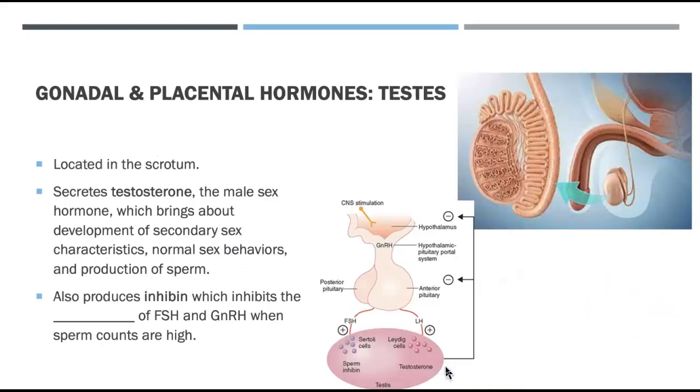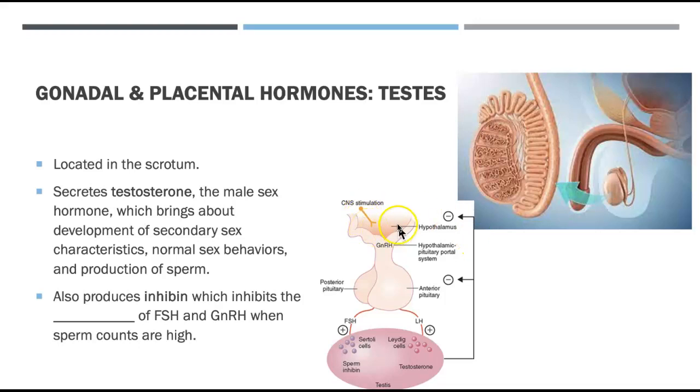What about the testes? The testes are going to be located in an area known as the scrotum outside of the abdomen. And its job is to secrete testosterone, which is our male sex hormone. And that brings about our secondary sex characteristics, normal sex behaviors, and the production of sperm.